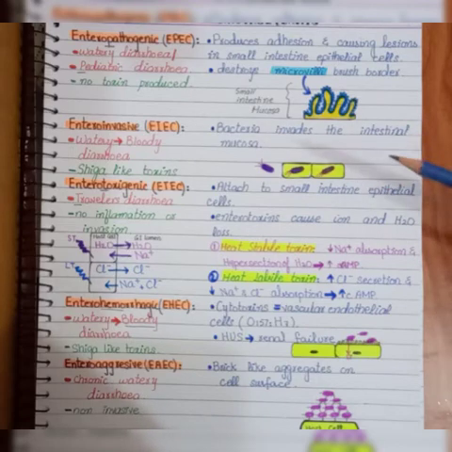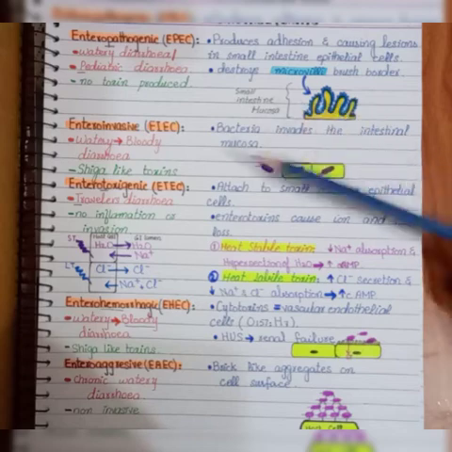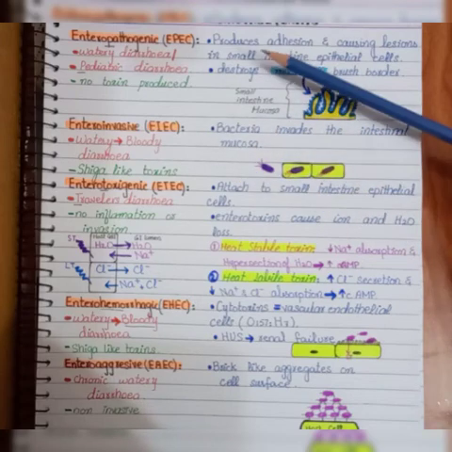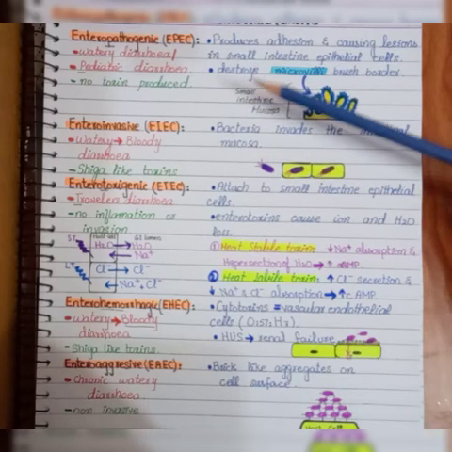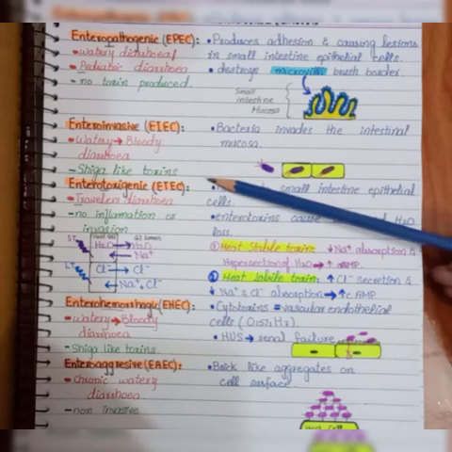So here is the mechanism of enteroinvasive E. coli, and in this the Shiga-like toxins are involved, while in the enteropathogenic no toxins are involved. In the enteroinvasive, the Shiga-like toxins are involved.